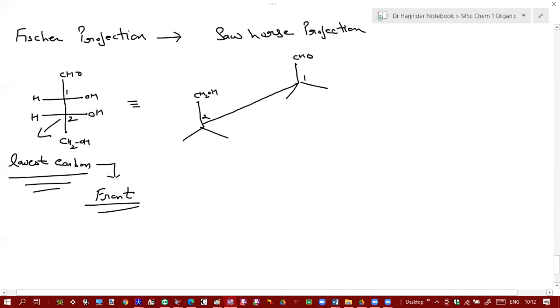After that, what was the point? Left to right. Yes, then anything on the right side comes on the left side. So simply we put H and OH, H and OH. So this is your eclipsed conformation in Sawhorse projection. And how can you convert it into the staggered? By rotation.